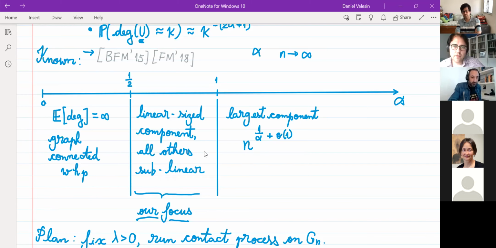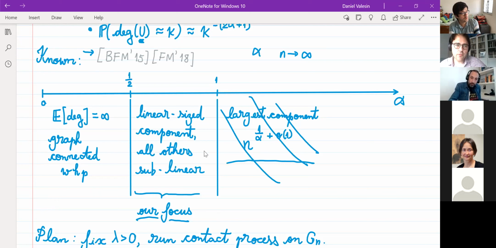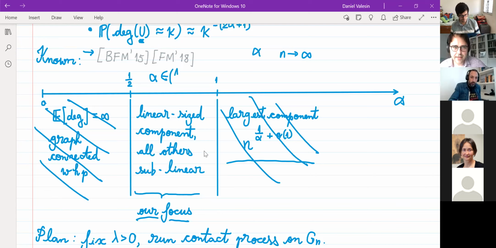And I will not look at this upper regime here because I want to have a linear size component. I could look at this lower regime, and in fact that should be done. But we haven't, because we wanted to have finite expectation of the degree distribution. So we discarded this one. So for the results I'll present, I'll focus on this intermediate regime, so alpha is between a half and 1 for the rest of what I'm saying.